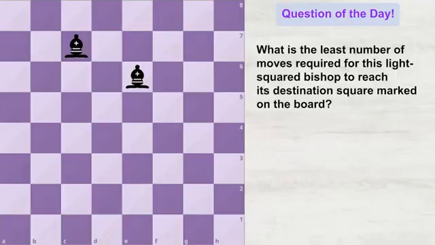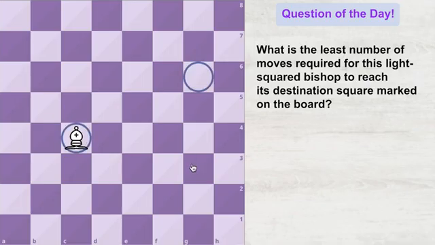And now comes the most interesting part of the video, and that is the question of the day. So my question is, if this particular bishop sitting over here wants to reach this square, then what is the least number of moves it would take to reach this square?